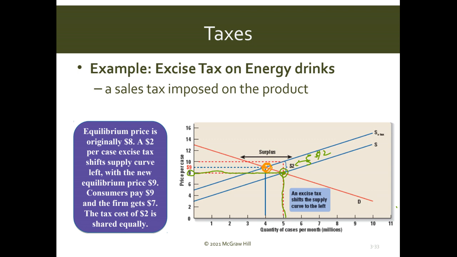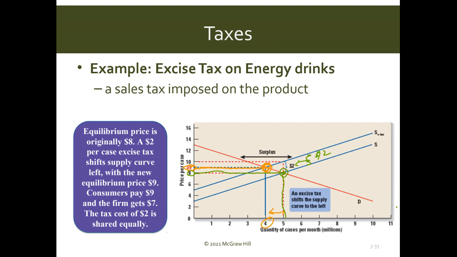Now see what is happening. Equilibrium quantity decreases from 5 units to 4 units. You can see this is now the new equilibrium. So equilibrium quantity decreases. Now the question is about equilibrium price. Equilibrium price is now, if you see here, at this new equilibrium point, $9. Equilibrium price is $9.